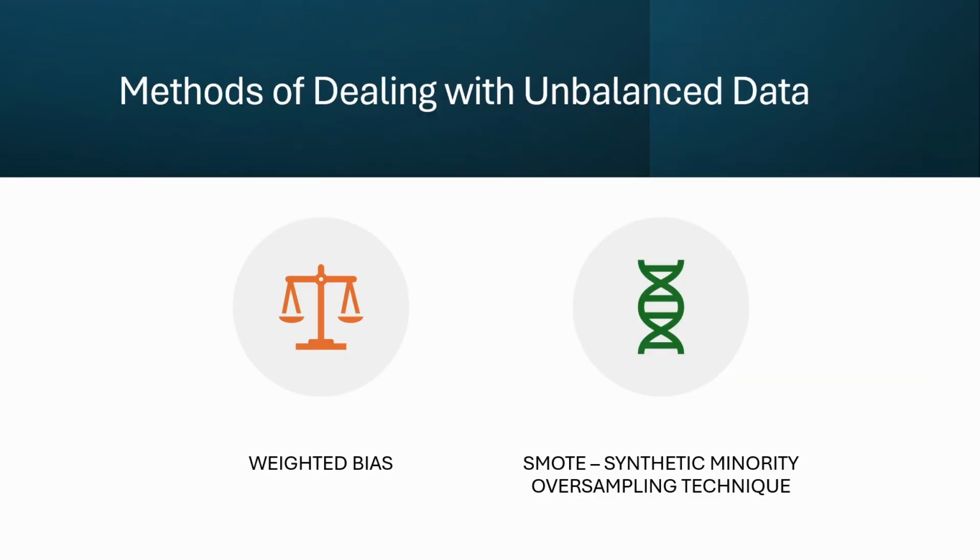So as I mentioned at the beginning, I'm going to go through two methods. The two methods are weighted bias and SMOTE, a synthetic minority oversampling technique. So I'm going to go on to the SMOTE first.